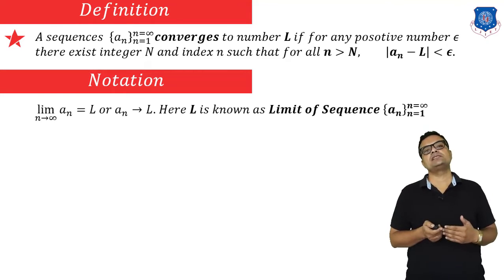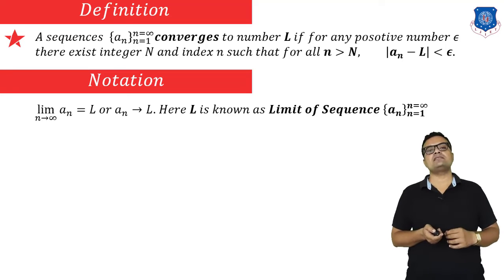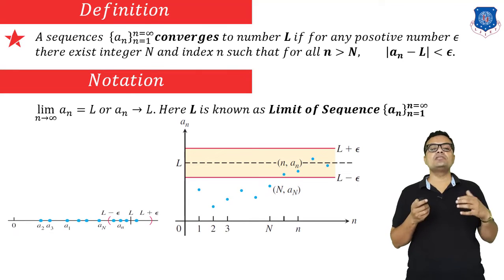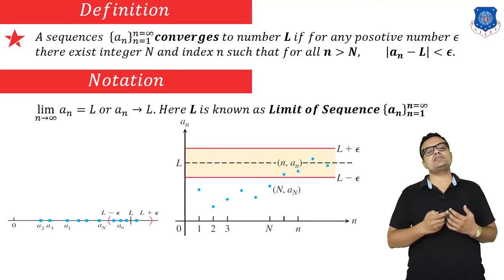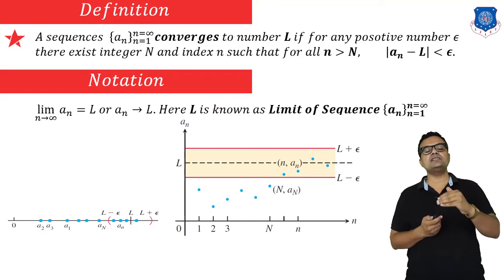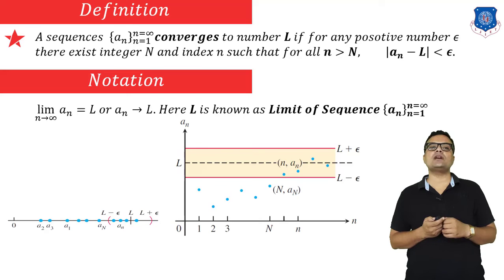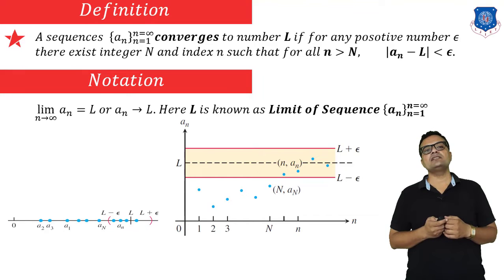The notation for this is limit n tends to infinity, a_n is equal to L, or simply it is written as a_n tending to L, and L is known as the limit of the sequence. Now see, as I told you, this is how we are considering this definition graphically. In the first picture on your left hand side, you can see clearly that the values are approaching L, and whenever it enters this neighborhood L minus epsilon to L plus epsilon, there is a cluster of infinitely many points in that neighborhood.